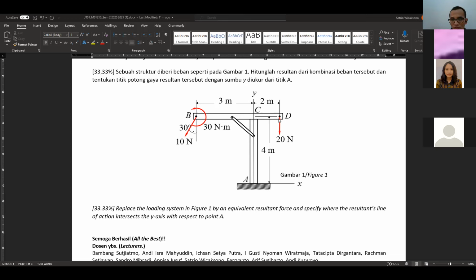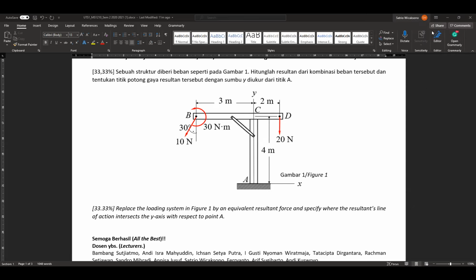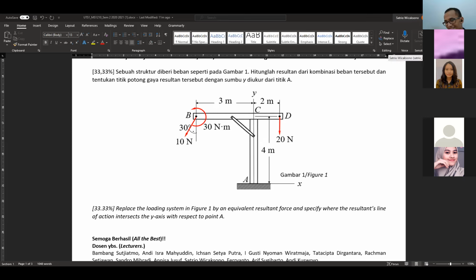Moving this force here, you will get a moment. Moving this force here, you will get a moment. And from the beginning, you have 30 Newton meters. So like it or not, you have 3 moments there, right? Yes, sir. But I summed up all the forces, and then it's wrong, sir. It's okay. At least now you know how to do it. And you have to try harder in the second exam.